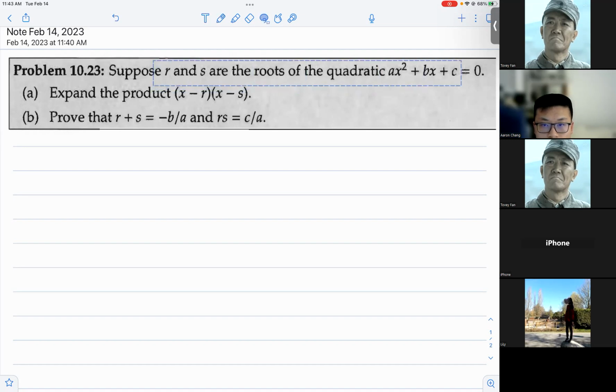Suppose R and S are the roots of a general quadratic, and then we're gonna prove that the product of roots is C over A, and the sum of roots is negative B over A. 这里的 conclusion 呢，就是说，如果一个 quadratic 有两个解是 R 跟 S 的话，那么它们的和就一定是负的 B 除以 A。Negative linear coefficient divided by the leading coefficient. And the product of roots 就是两个根的积，会等于 c 除以 a，或等于 constant divided by the leading coefficient. So this is a claim, a statement, and we want to prove it.